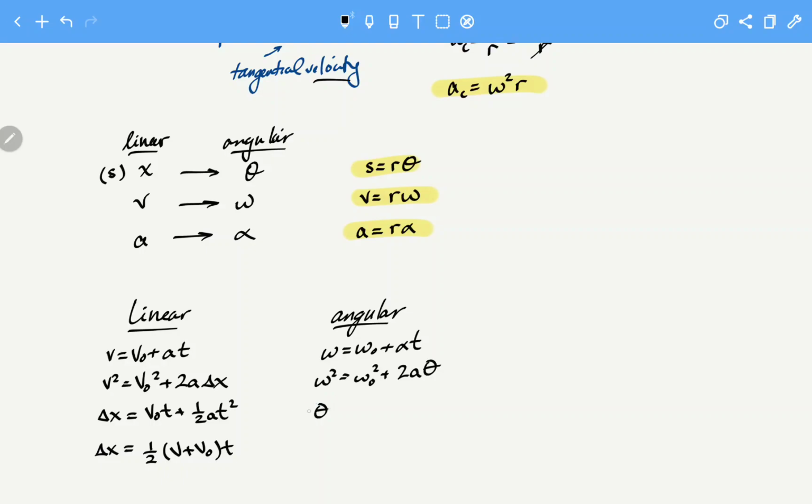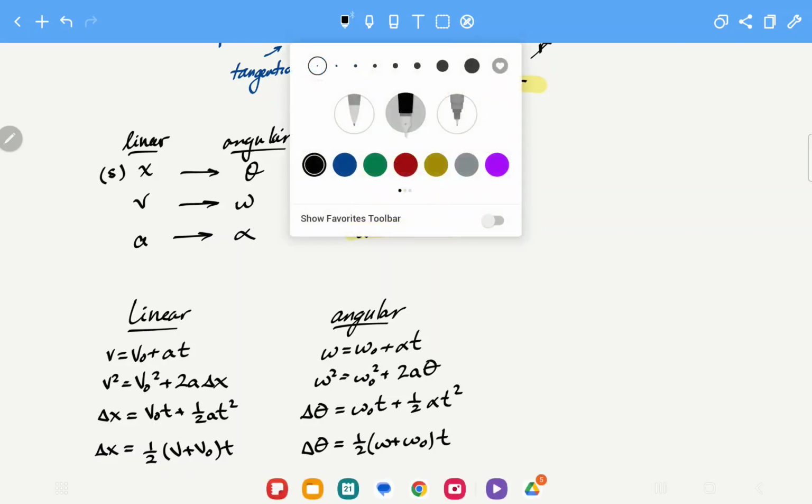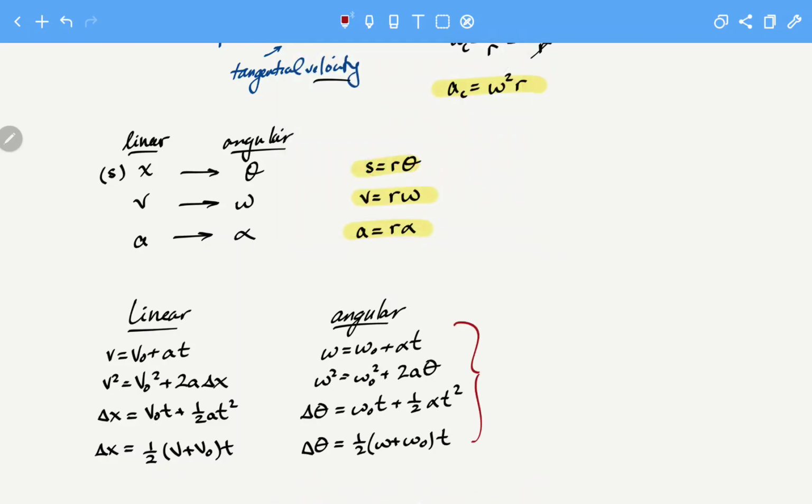And then we've got your angle, or I should say your change in your angle, which is how much you've rotated, is equal to omega sub naught T plus 1/2 alpha T squared. And finally, your change in your angle is equal to 1/2 omega plus omega sub naught times T. So as you can see, it's just plug and play, okay? So it's just a direct replacement with our old kinematics equations. So all of these are now our equations for angular motion. So this is angular kinematics.